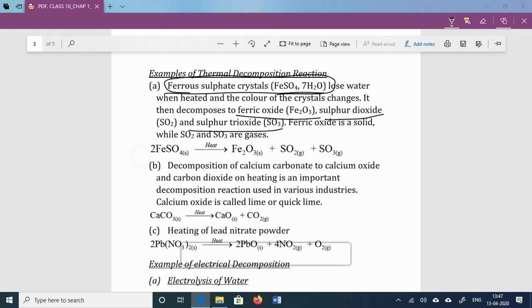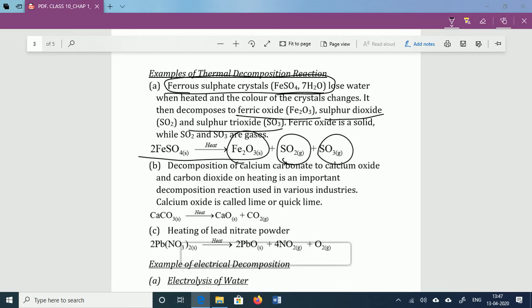So FeSO4 upon heating produces Fe2O3, that is the ferric oxide, plus sulfur dioxide plus sulfur trioxide. So here one molecule is converted into three smaller molecules, meaning this one is a thermal decomposition reaction.